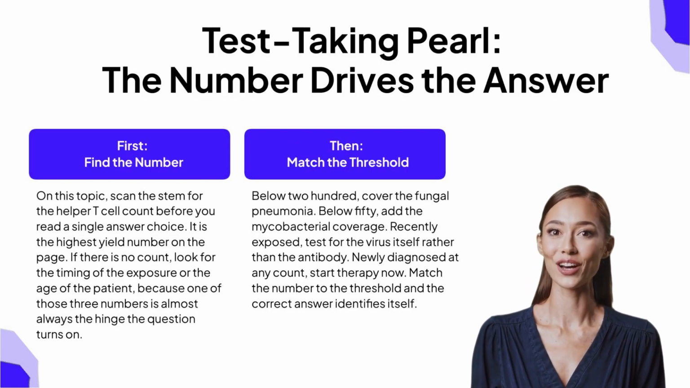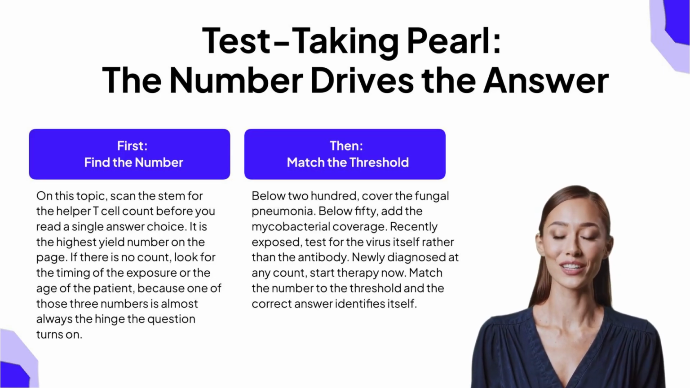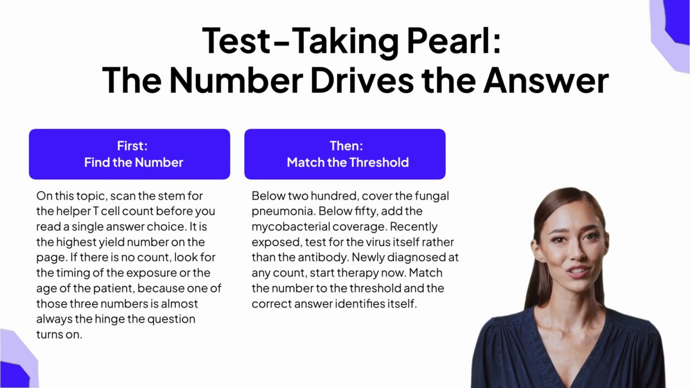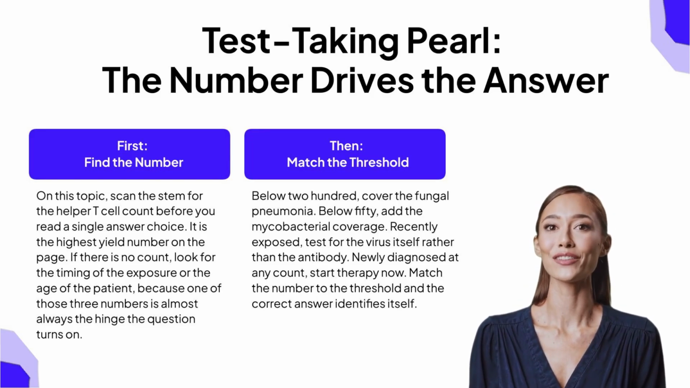Here is the pearl that ties this topic together. The number drives the answer. Scan the stem for the helper T cell count before you read a single choice. If there is no count, look for the timing of the exposure or the age of the patient, because one of those 3 numbers is almost always the hinge. Then match the number to the threshold.